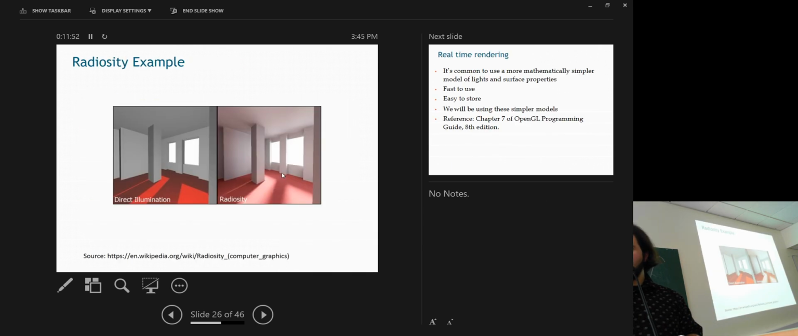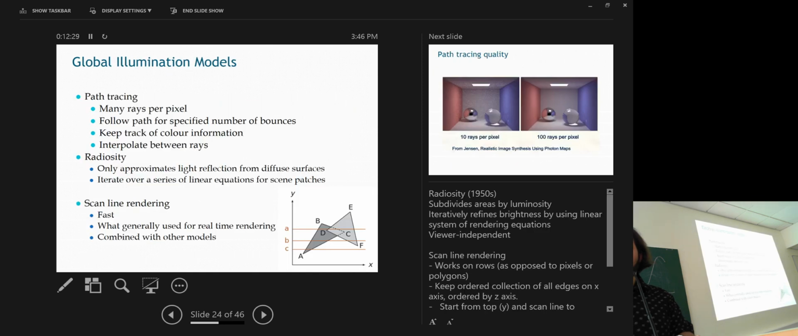So we have an example here. The left one is just an example if we had simply direct illumination, and this one considers just diffuse reflection and also kind of interpolates between different areas, and we have this kind of smooth transition. But in general, it does not support specularities. It assumes that all of the surfaces are diffuse reflecting, and that's very limited.